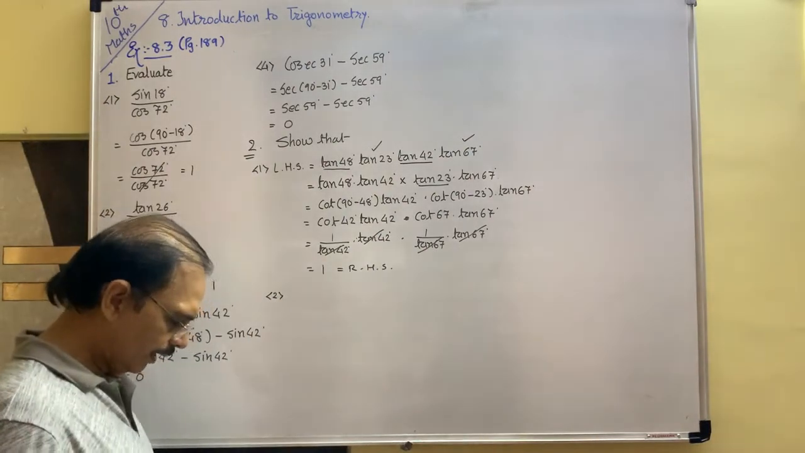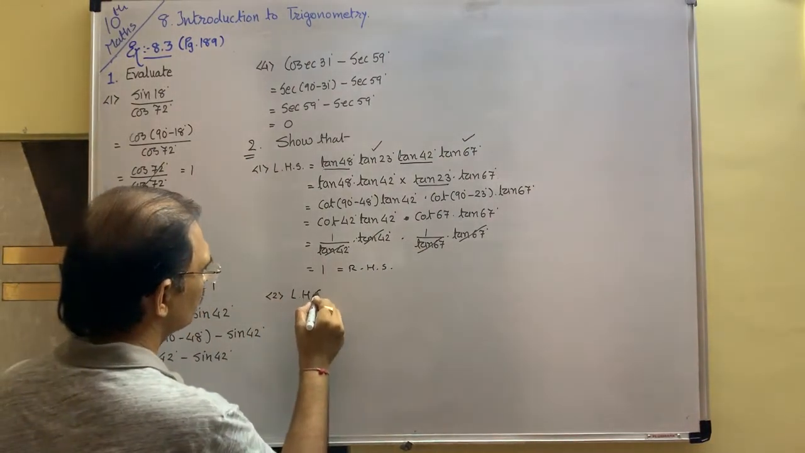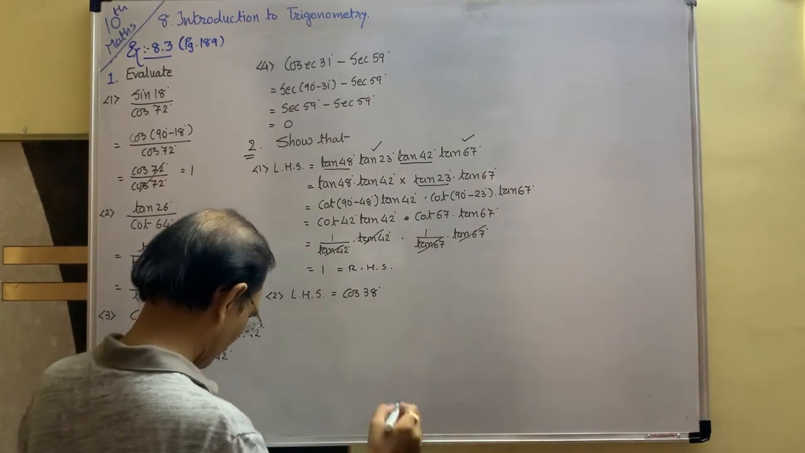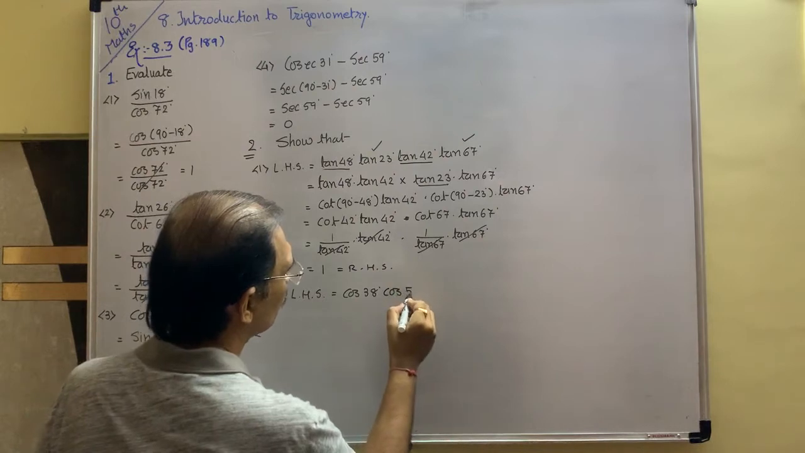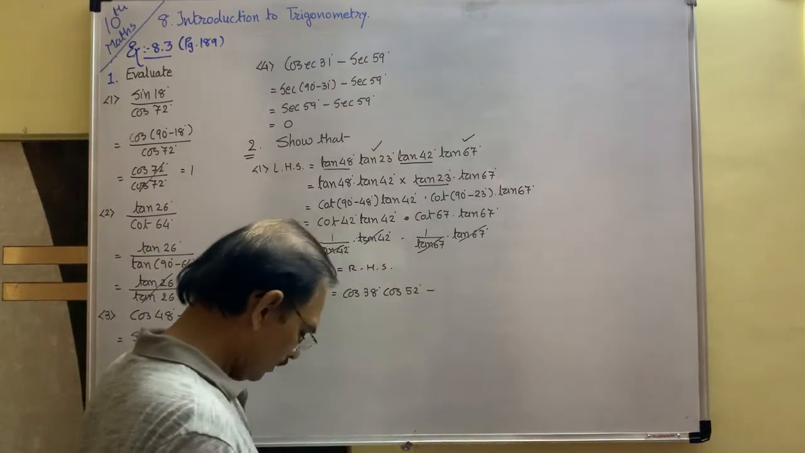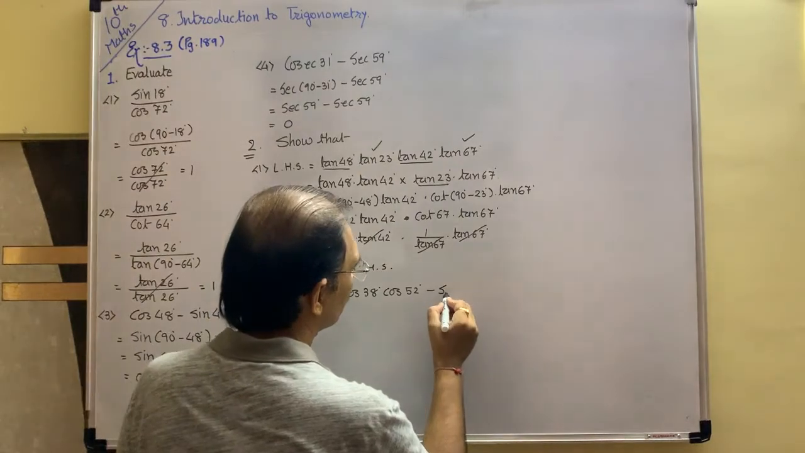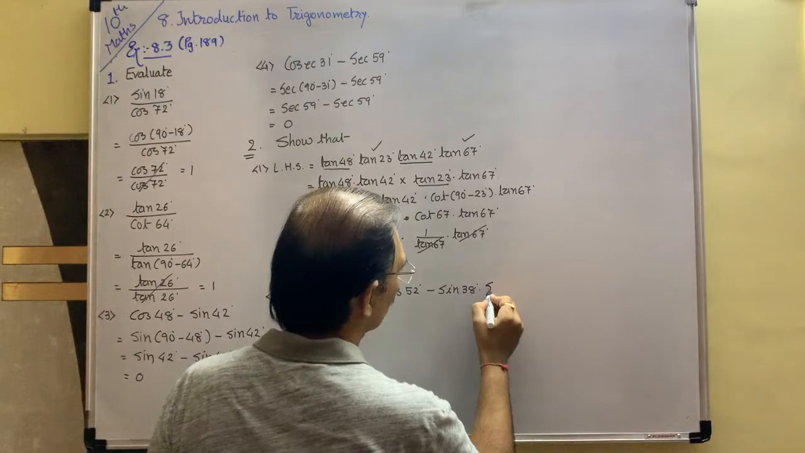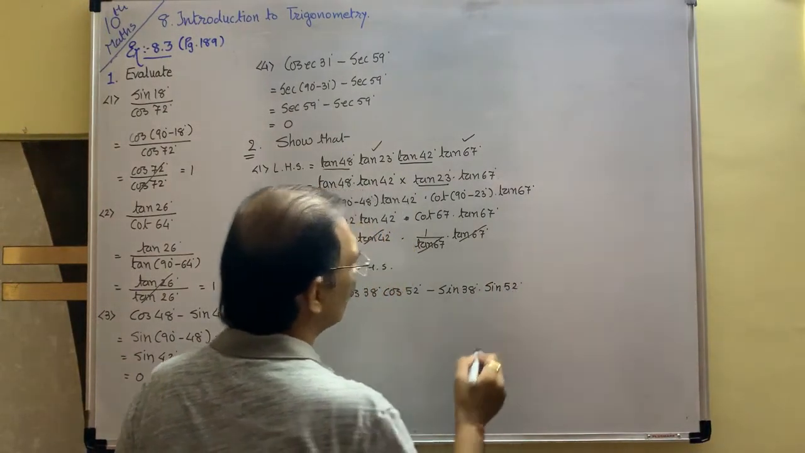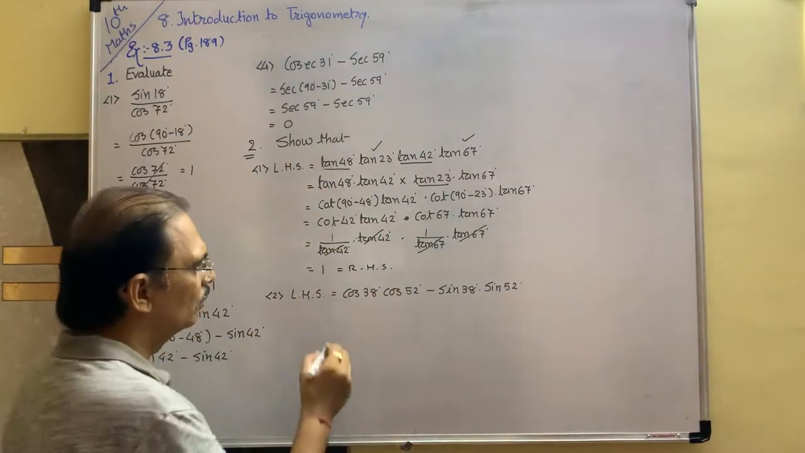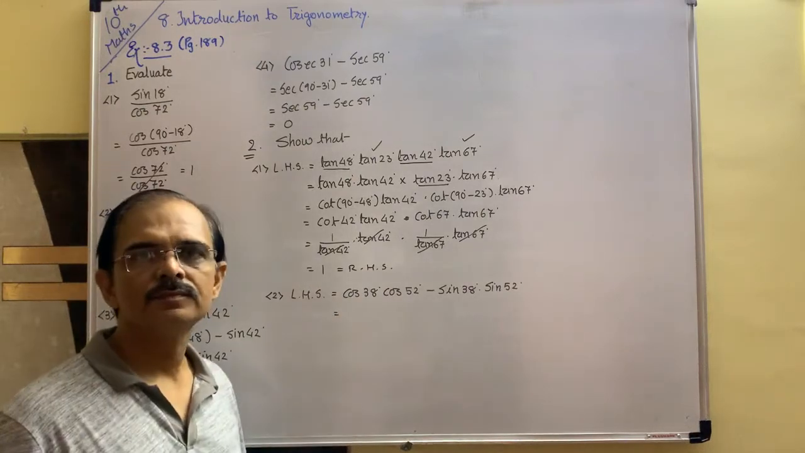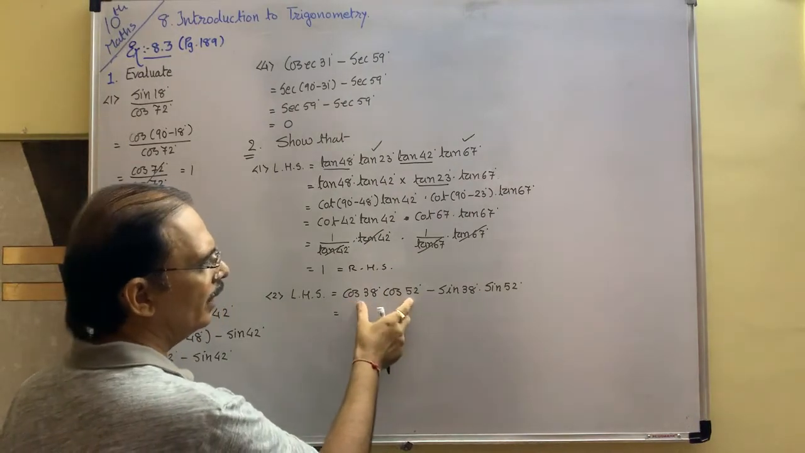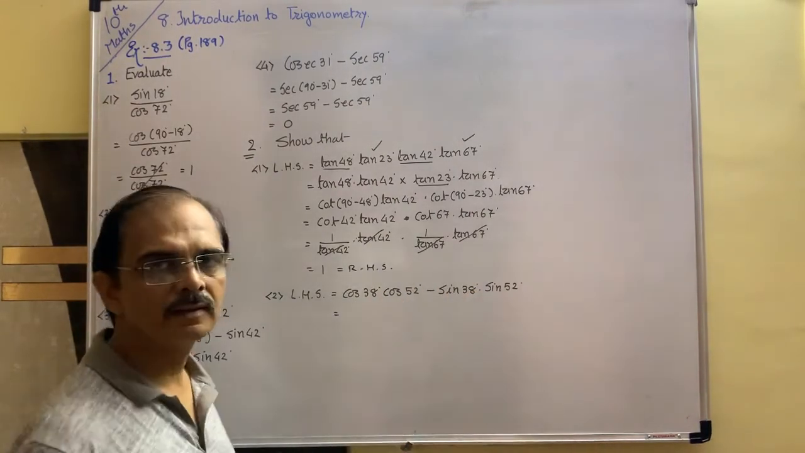Second question, take LHS: cos 38 into cos 52 minus sin 38 into sin 52. The answer I want is 0. Again check the angles: 38 plus 52 is 90, so one pair is there; 38 plus 52, the other pair is here.